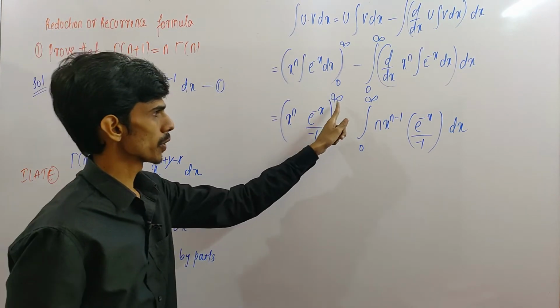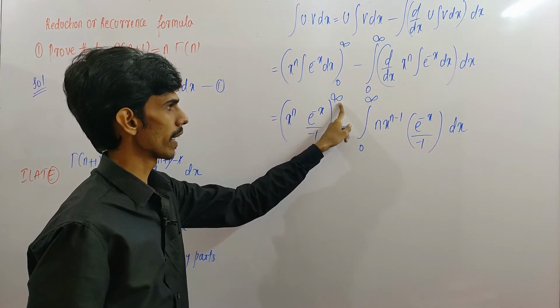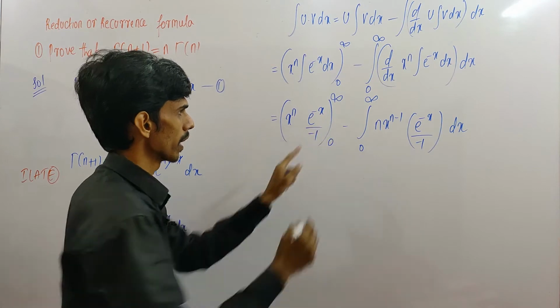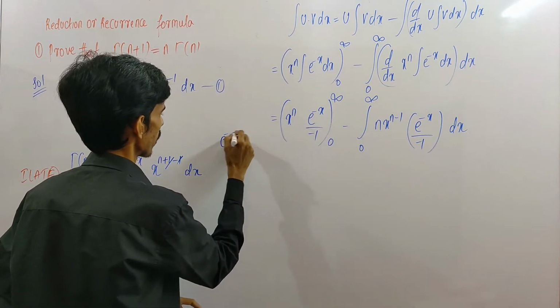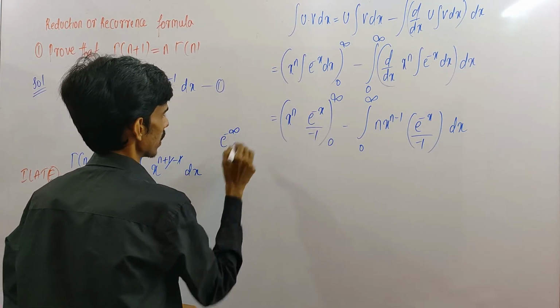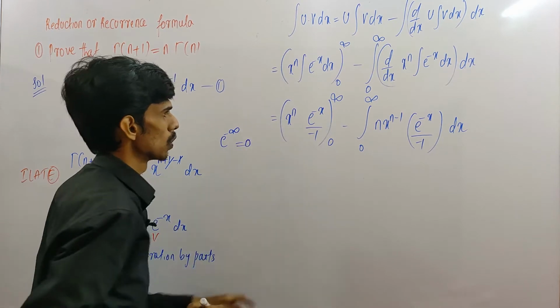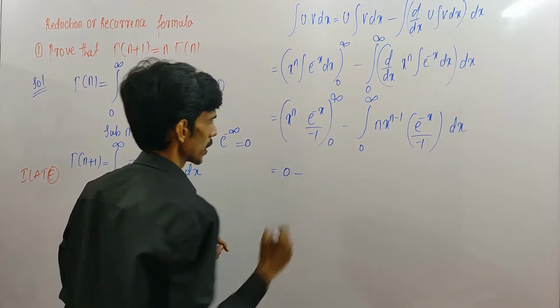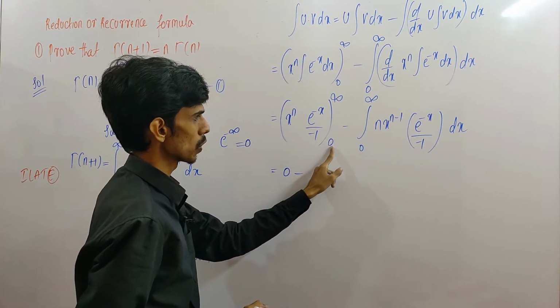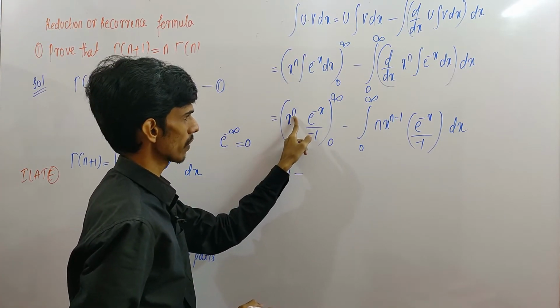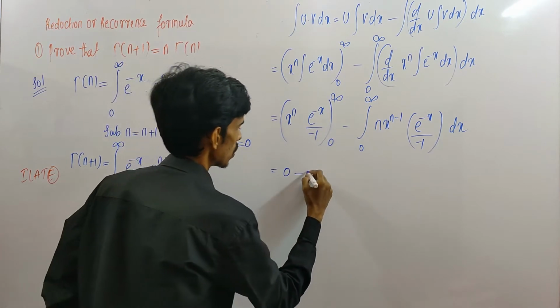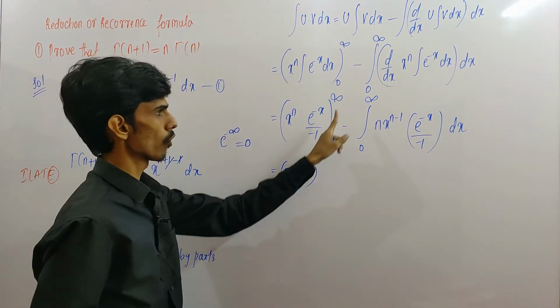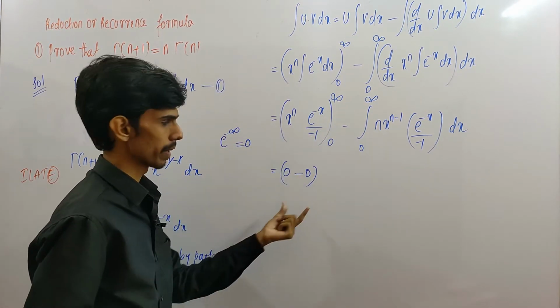Now if we substitute this upper limit infinite in place of x here, it will become e power of minus infinite. So value is 0. So upper limit value is 0 minus lower limit. Lower limit is 0. Substitute 0 here. 0 power of n is 0. 0 into something is 0. So we have 0 for upper limit and 0 for lower limit.